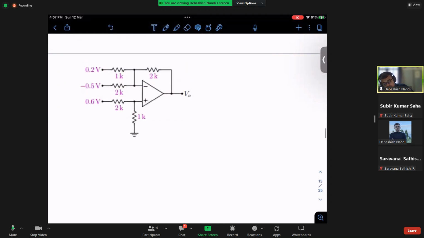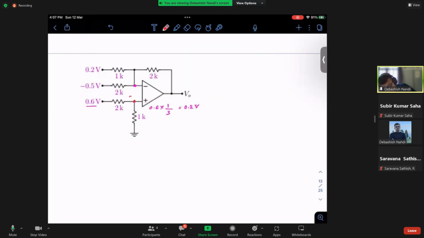The consequence is that this is in negative feedback we have shown, and also this op-amp is ideal. We have assumed that this op-amp is ideal. That means this point and this point potential are same. That means these points are virtual short, right? What is this potential? This is nothing but 0.6 into 1 over 3. That means 0.2 volt, right?